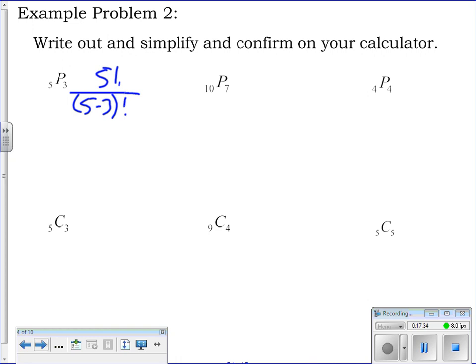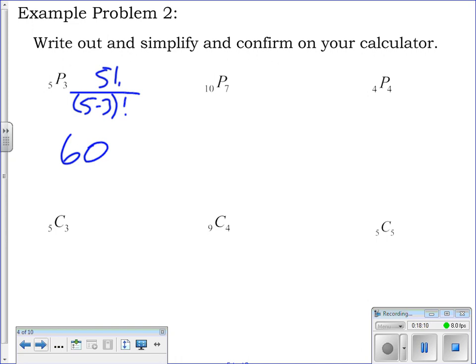60? No. And you get, what do you get? 60. You get 60. Okay. There are 60 ways that I can reach in and pull out 3 letters, laying them down in a particular order, if I have 5 of them in the bag. Order does matter. 60 different ways I can do that. Okay, does that make sense? Okay.